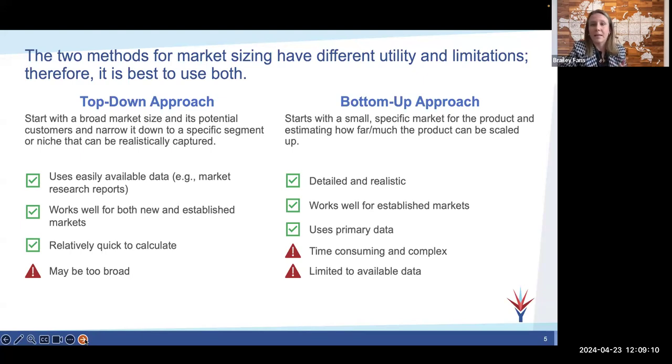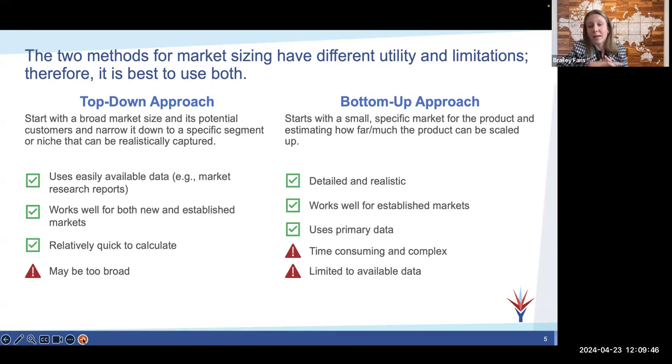In comparison, the bottom-up approach starts with a small specific market for the technology and estimates how much the product can be scaled to reach a broader population or market. Using the bottom-up approach to size the market will require you to use detailed and realistic data that you'll gather from primary sources. It also works best for established markets rather than disruptive technologies in a new market that may not have some sort of comparison that's readily available. The bottom-up approach, I'll caution, is also a bit more complex and time-consuming when it comes to the calculations.